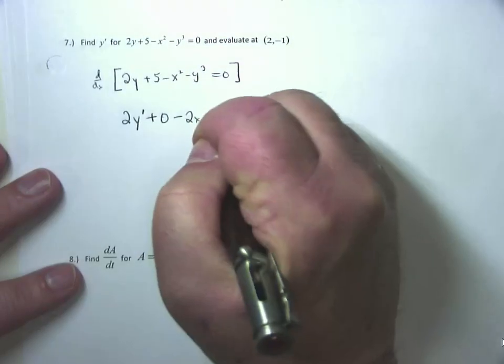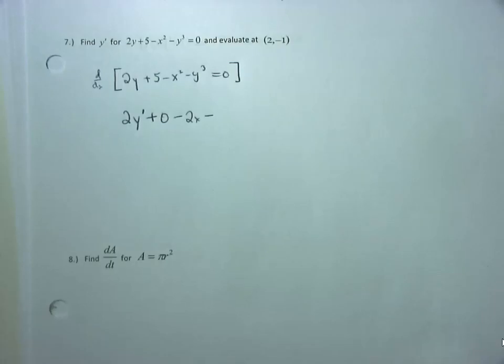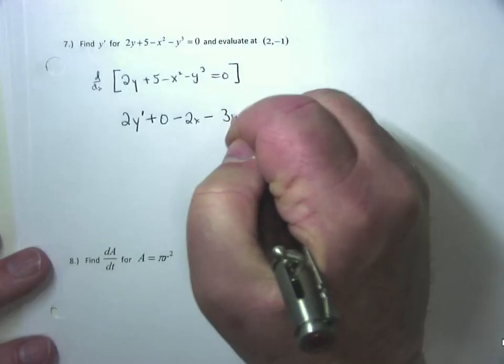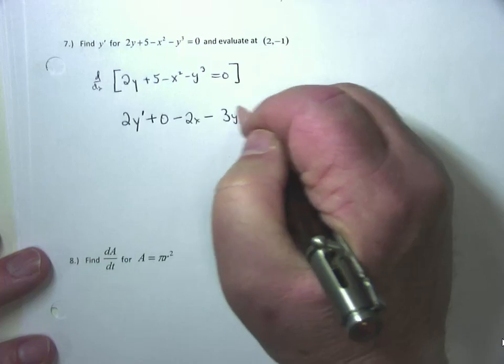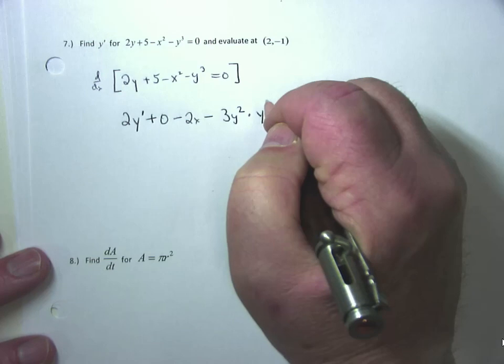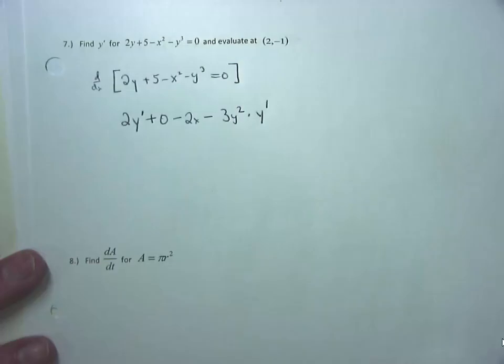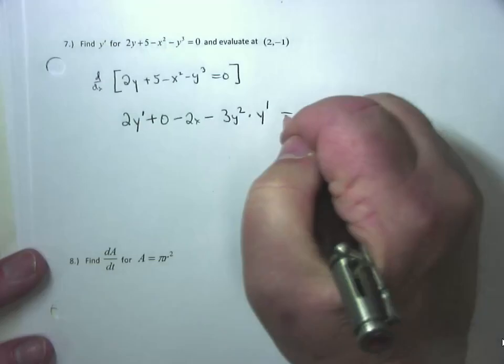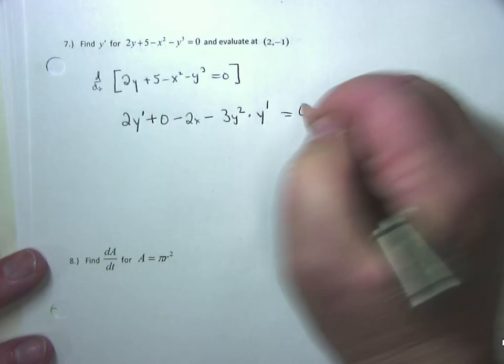2x minus what is the derivative of y cubed with respect to x? 3y squared. Chain rule, derivative outside, inside times derivative inside, but inside would be y, so you got to tack on instead of a dy over dx, a y prime. Okay? Equal to what's the derivative of 0? 0.